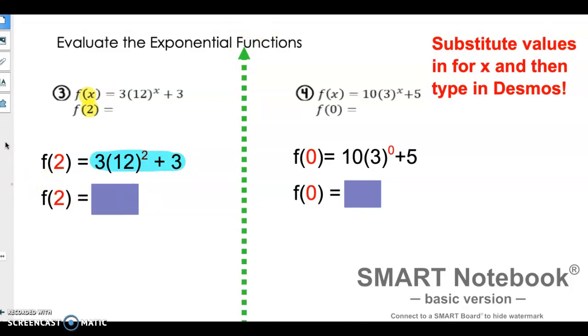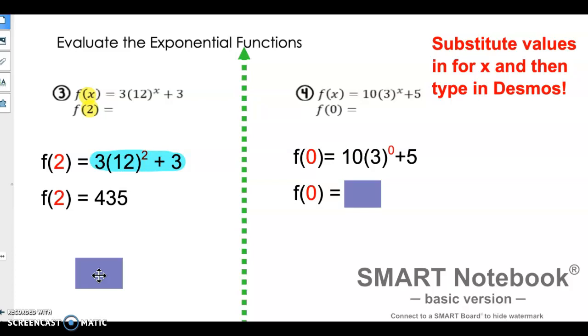Remember, that's just telling the reader, the person looking at our work, we're taking our function and evaluating it for an input of 2. So you're going to type the part that I have highlighted in blue into Desmos, and when you do that, you'll get that f of 2 is equal to 435. So when we input an x value of 2 into this exponential function, our output is 435.